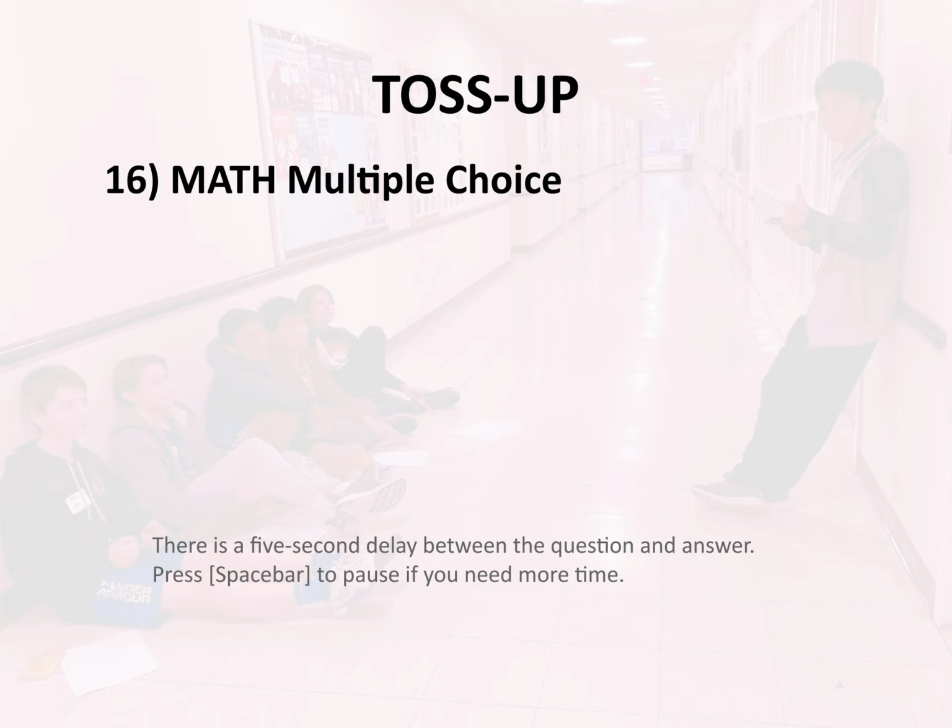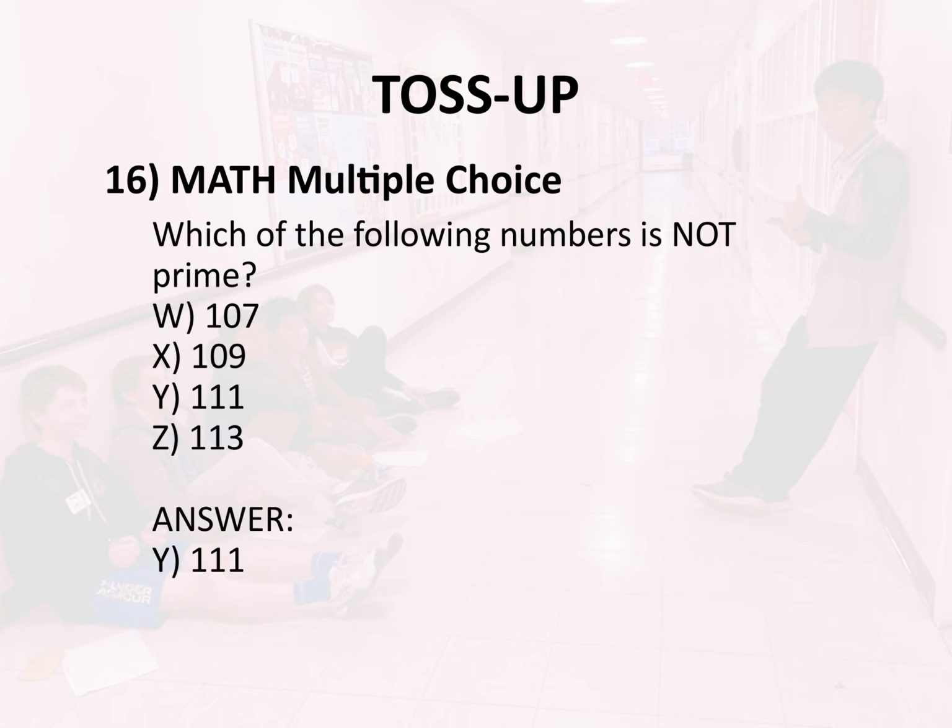Toss-up 16. Math. Multiple choice. Which of the following numbers is not prime? W. 107, X. 109. Y. 111. Z. 113. Answer. Y. 111.